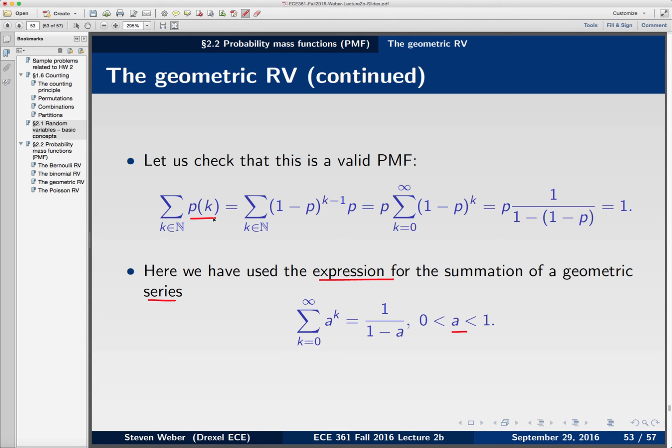variable. Substituting in the expression developed in the last slide, 1 minus p to the k minus 1 times p, we see we can pull out the common factor p as it does not depend upon k. And now, if I think of 1 minus p as the quantity a, we see that what we're going to have is the sum of 1 minus p to the k over all possible k. And that, using this formula, gives us 1.